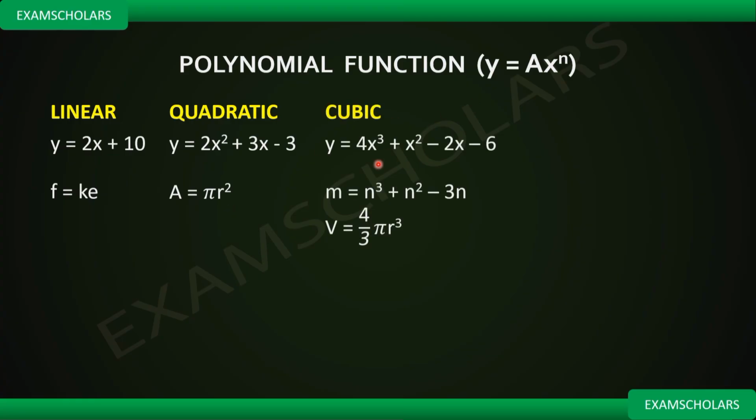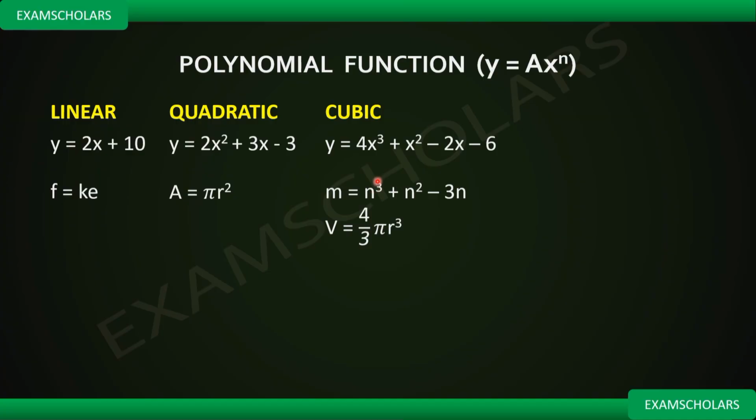We also have cubic function. Quadratic is 2, cubic is 3. The highest power is 3. You have y is equals to 4x cubed plus x squared minus 2x minus 6. Now you also have m is equals to n cubed plus n squared minus 3n. When the highest power of the variable is 3, you say you have a cubic function.